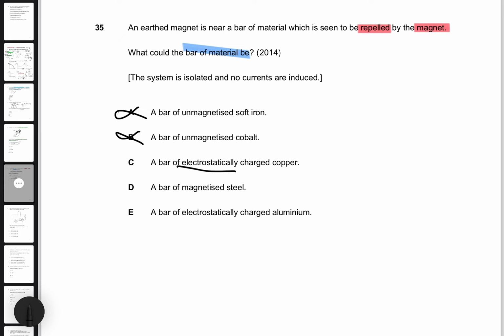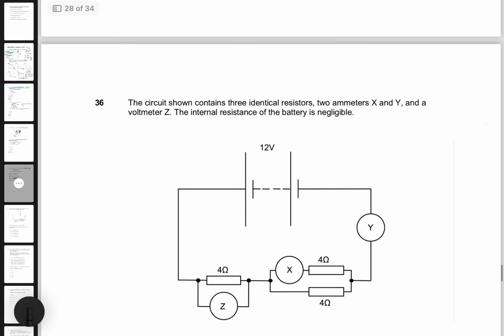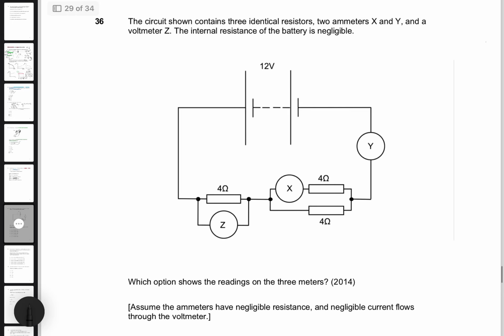No for the unmagnetized cobalt. Electrostatics have nothing to do with magnetism, so we can also rule out choices C and E because electrostatics are about positive and negative charges. We're talking about magnets here, magnetism specifically. It's kind of a throw-off, but the real answer is D because it says a bar of magnetized steel. That's the only material out of these that could be repelled by the magnet because it's the only thing that's magnetized.